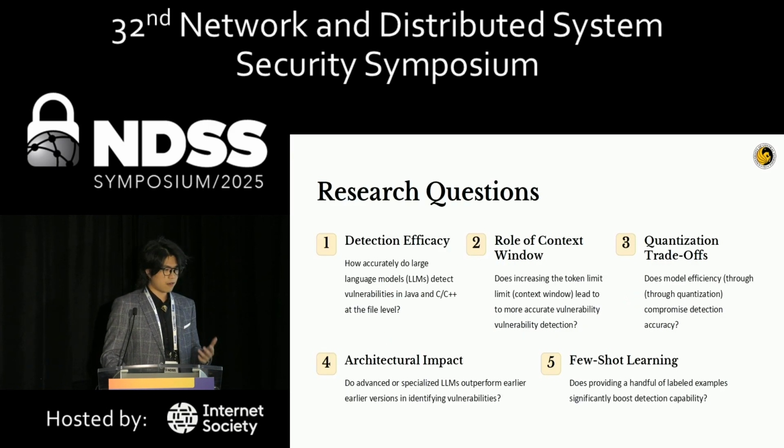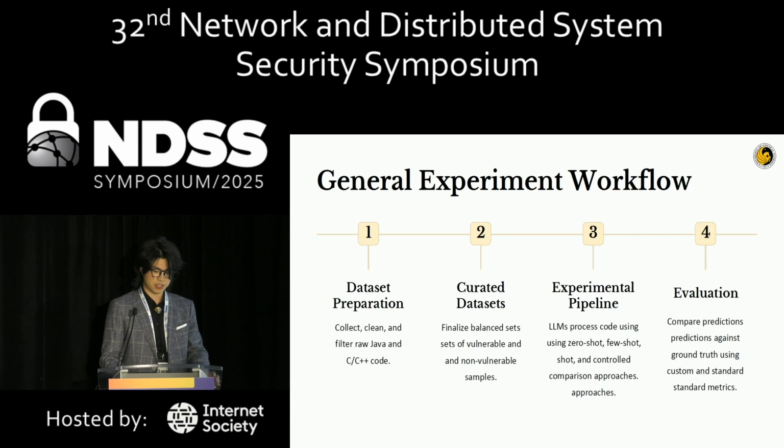These are the five questions that guide our study. First, we measure how accurately large language models detect vulnerabilities at the file level. Secondly, we see if a bigger context window improves the result. Thirdly, we check whether quantization hurts the accuracy. Fourth, we compare new model architectures to older ones, for example, Llama 3 compared to Llama 2. Finally, we see if a few labeled examples can improve the detection accuracy.